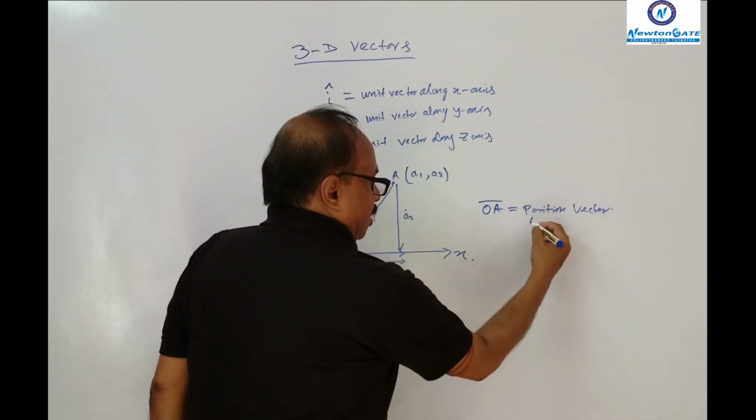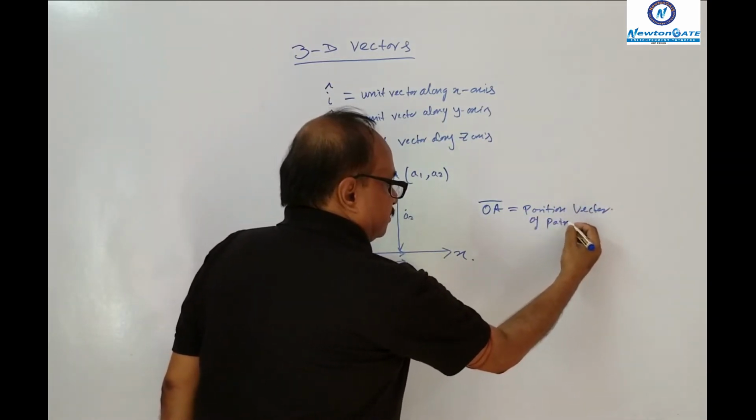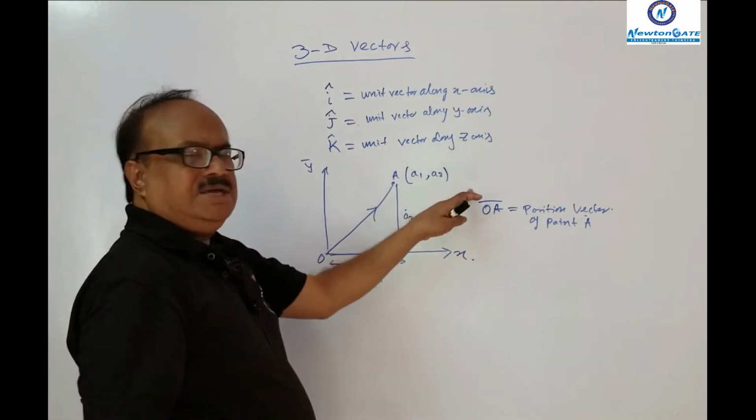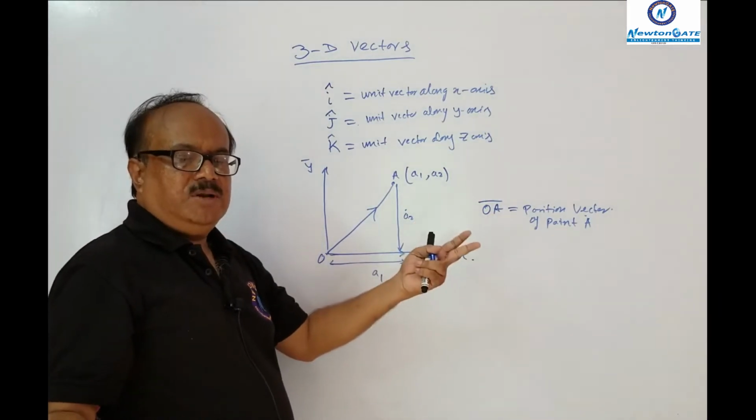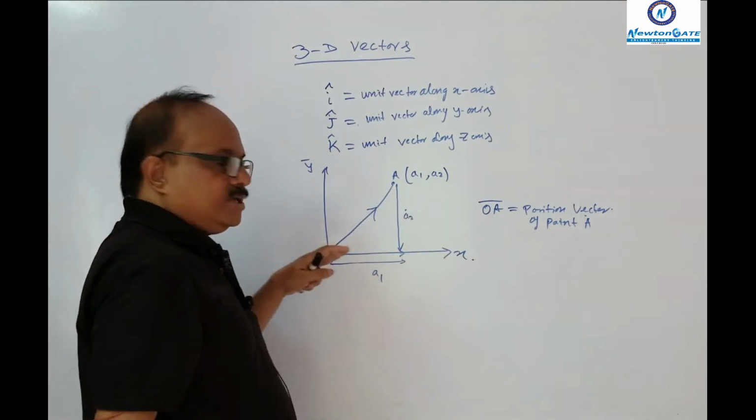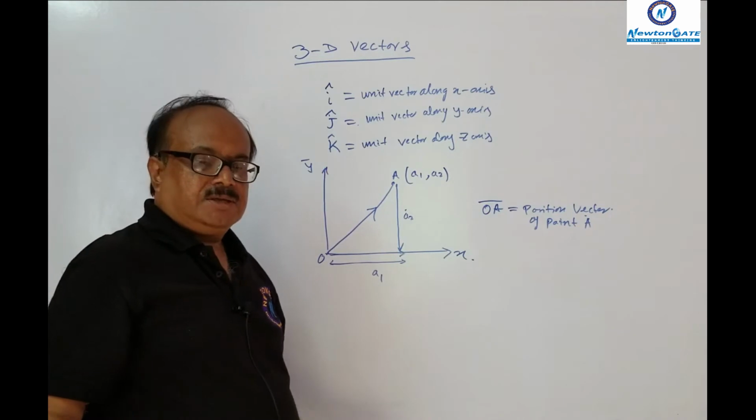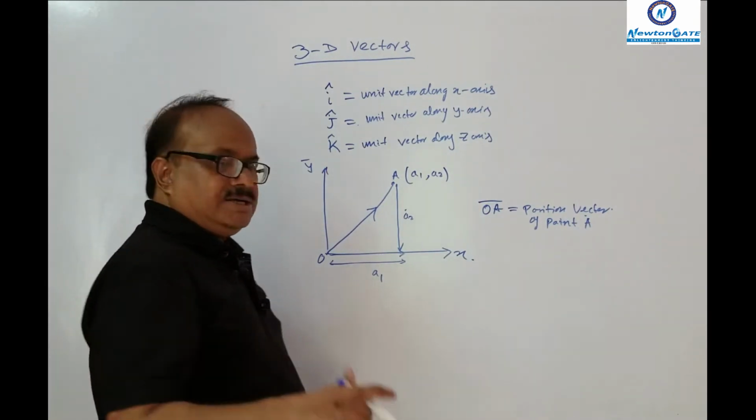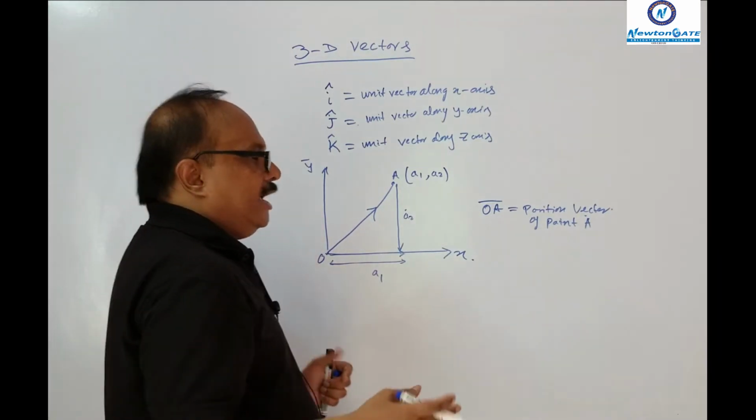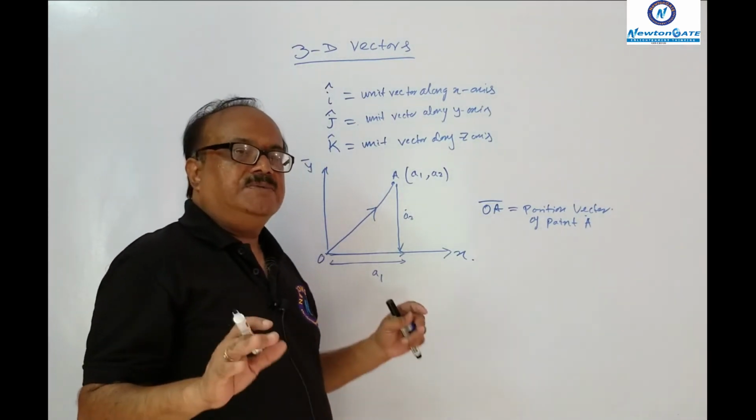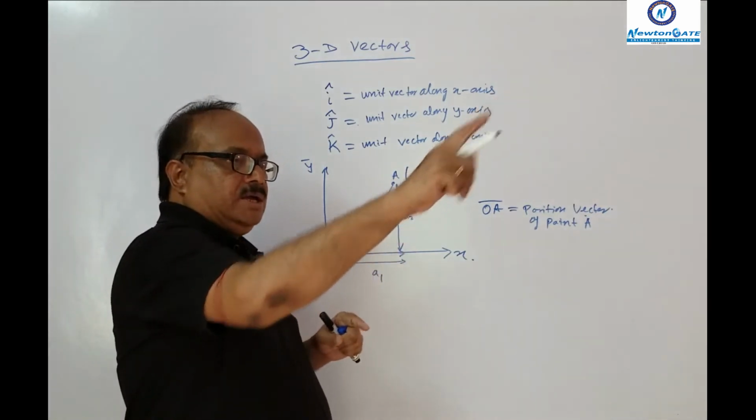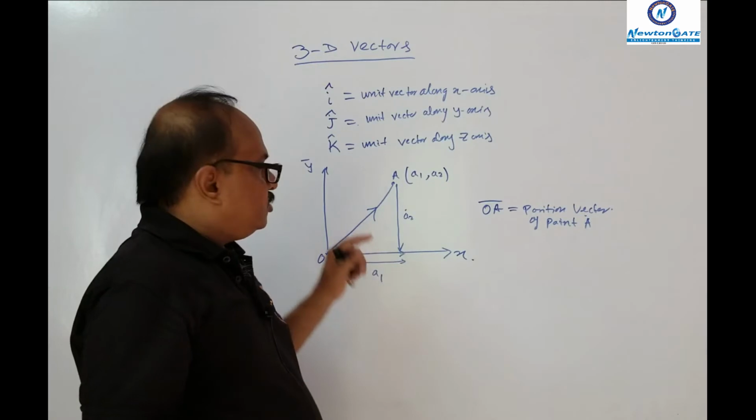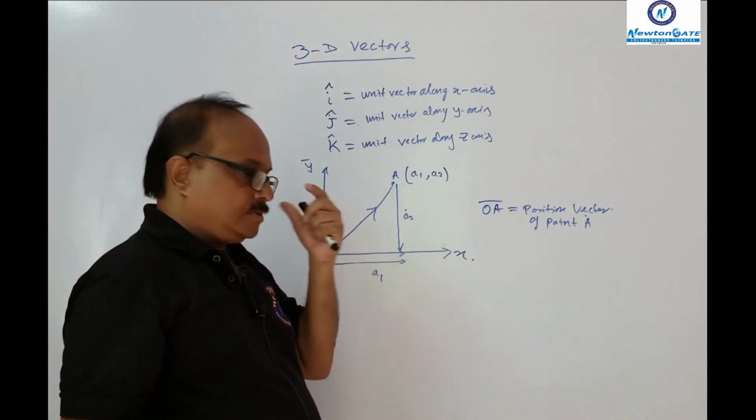Position vector of point A. Same way, if we have another point B with coordinates, suppose, B1, B2, then OB will be called the position vector of B. Nothing else, it is this simple. If you say that vector OA is a vector from O to A in this direction, that is called a position vector. This is a way to understand what is called a position vector.